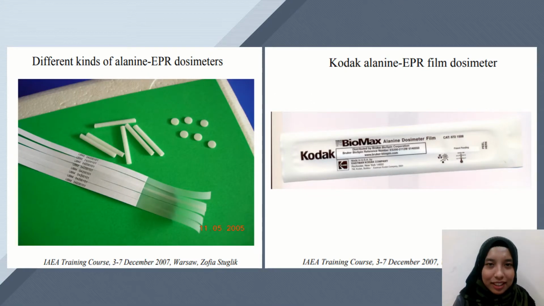As can be seen in the figures right now, these are the two types of alanine dosimeter form, which are in pellet and film form. They can be used for medical device sterilization, surface sterilization, cross-linkings, and also food irradiations.